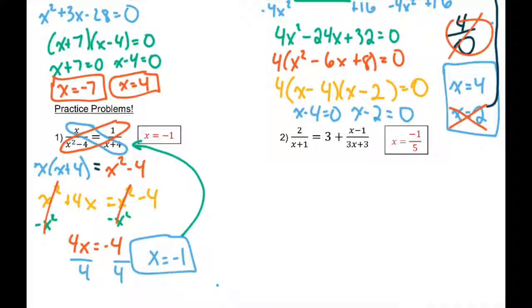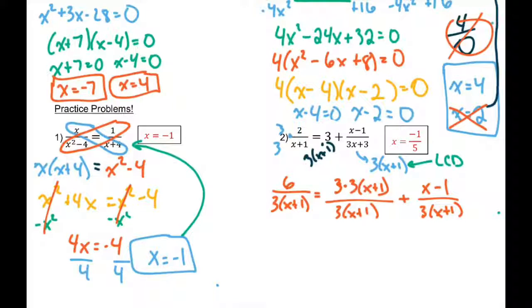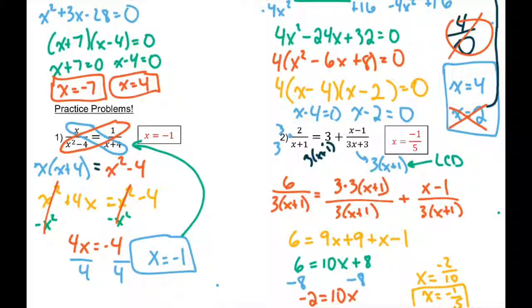Now let's try number 2. It's not going to be a cross multiply because we have this big plus right there. We're going to have to find that least common denominator. So give this one a shot. So I got negative 1/5 when I simplified my answer here. And that's it for these problems.